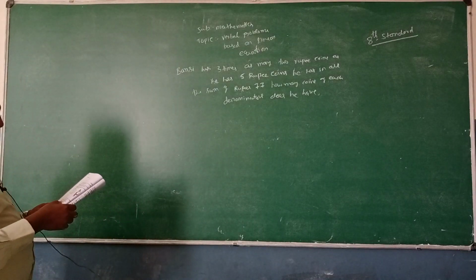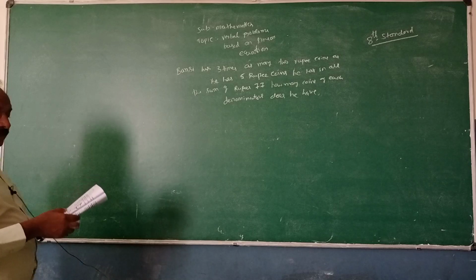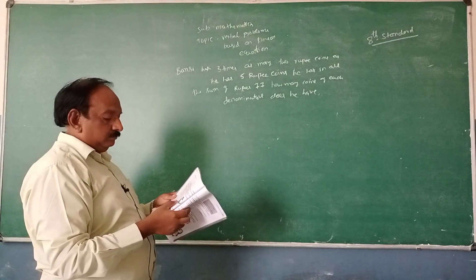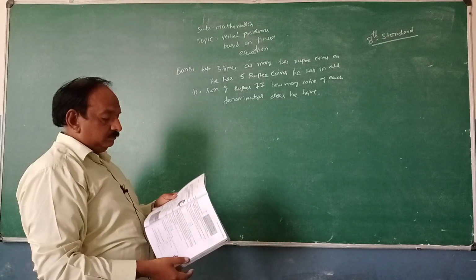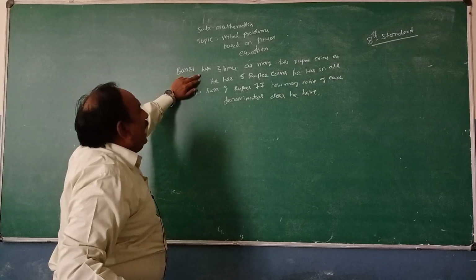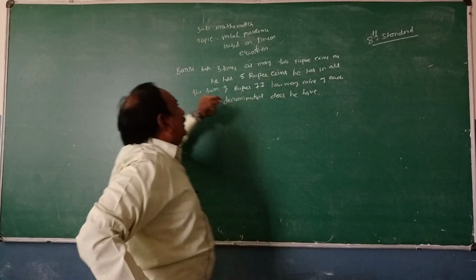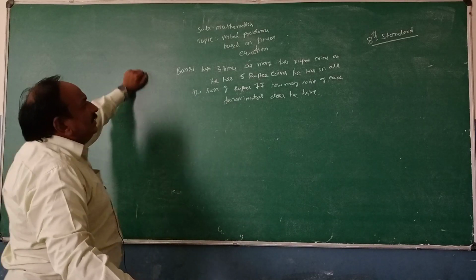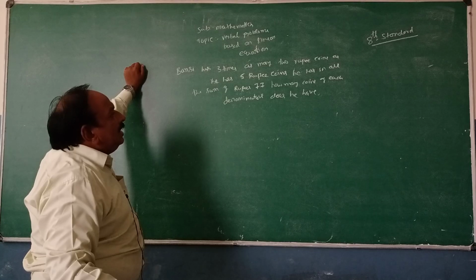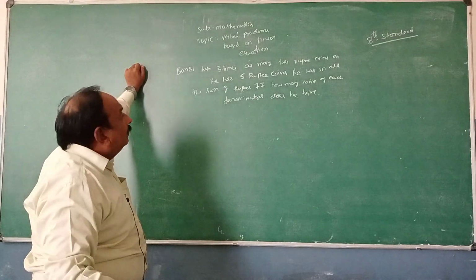Bansi has 3 times as many 2 rupee coins as he has 5 rupee coins. He has in all the sum of rupees 77.